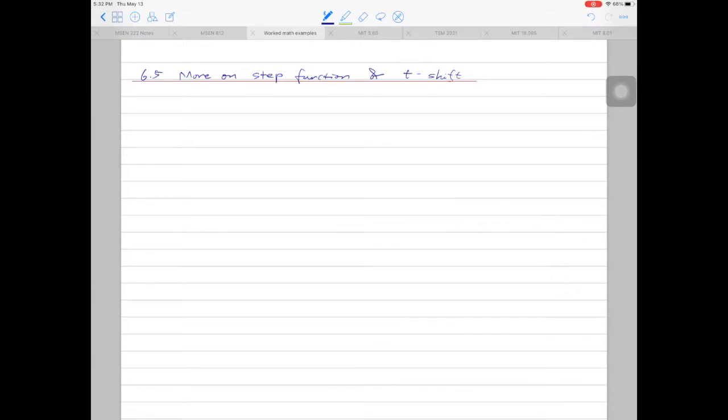In this video, we'll look at a couple more examples on the step function and the t-shift in Laplace transform. We will start by looking at a more complicated step function.